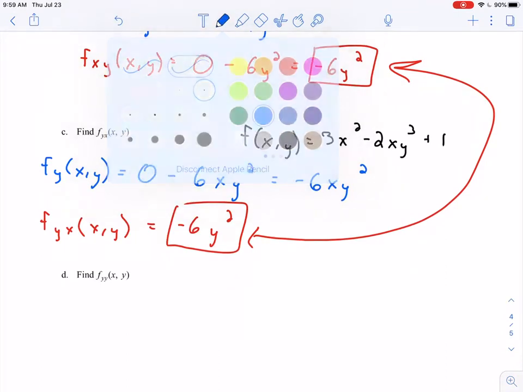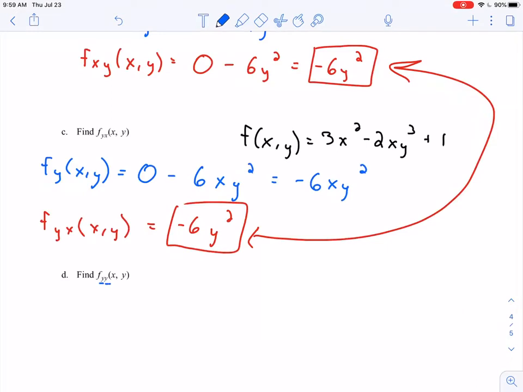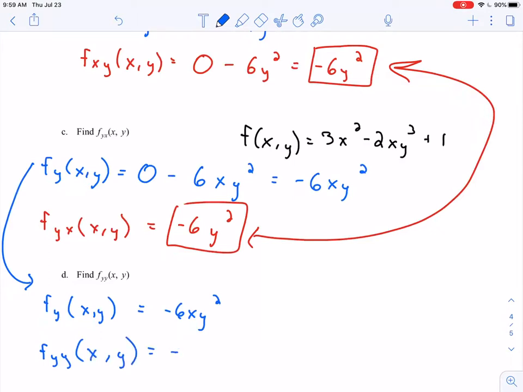Lastly here, I want the partial with respect to y and then the partial with respect to y one more time. So let's see, f sub y. Actually here, let's do this. Let's just bring this guy down. So let's see, we said this ended up as negative 6xy squared. If I want the partial derivative with respect to y again, here I should have minus 12xy. So here is my last second order partial derivative.